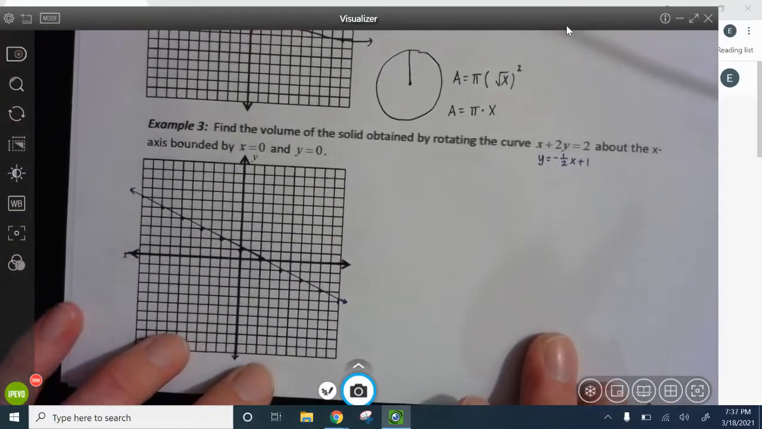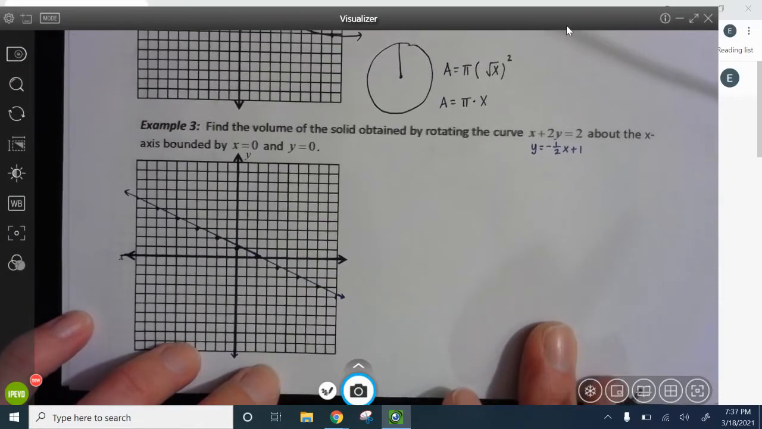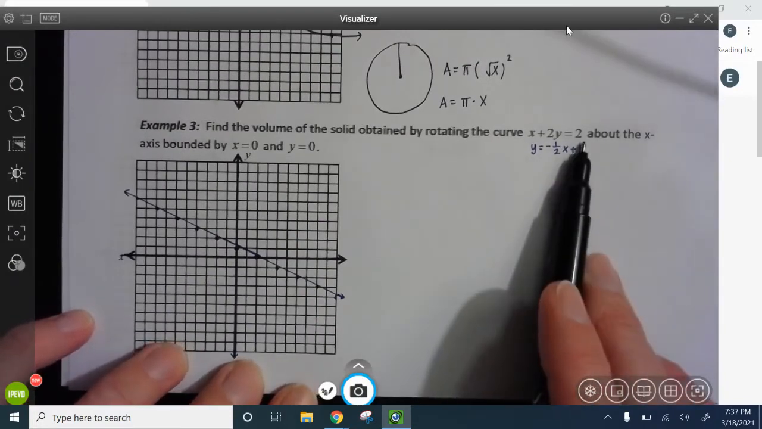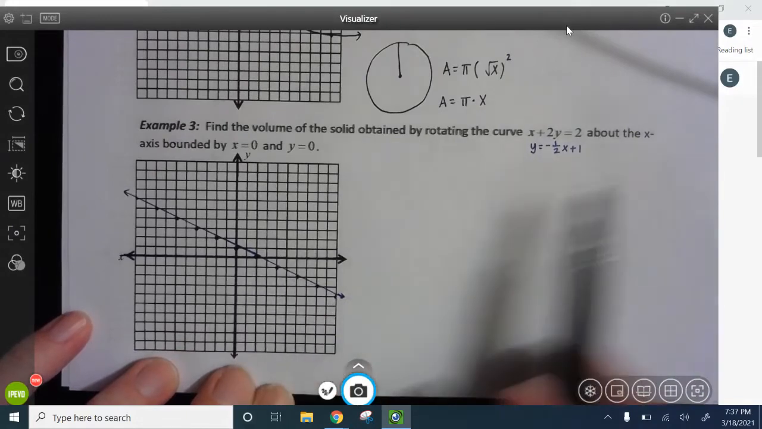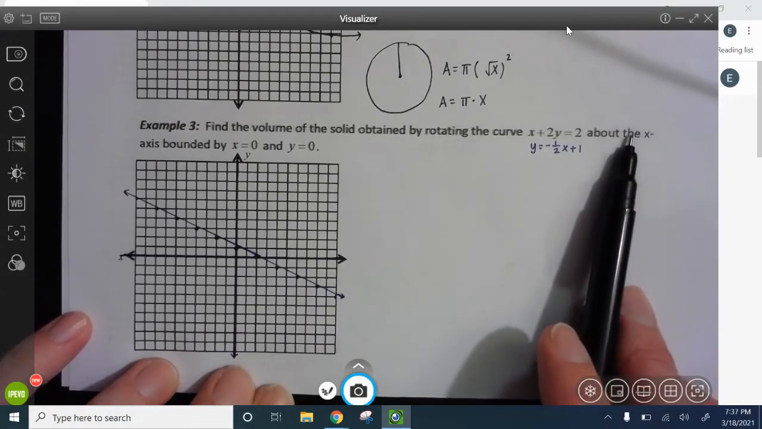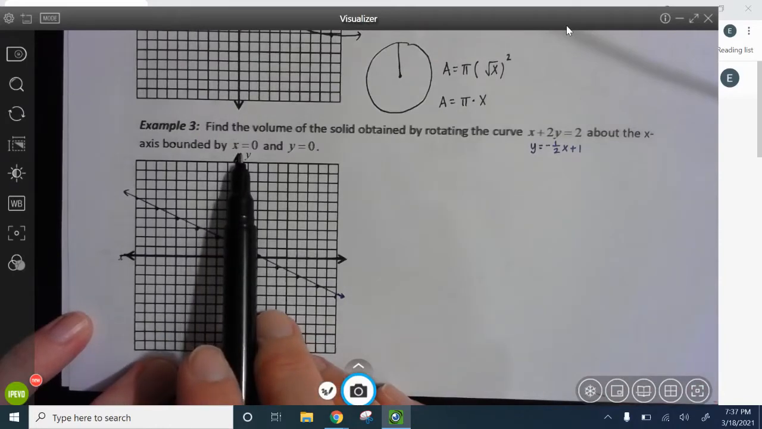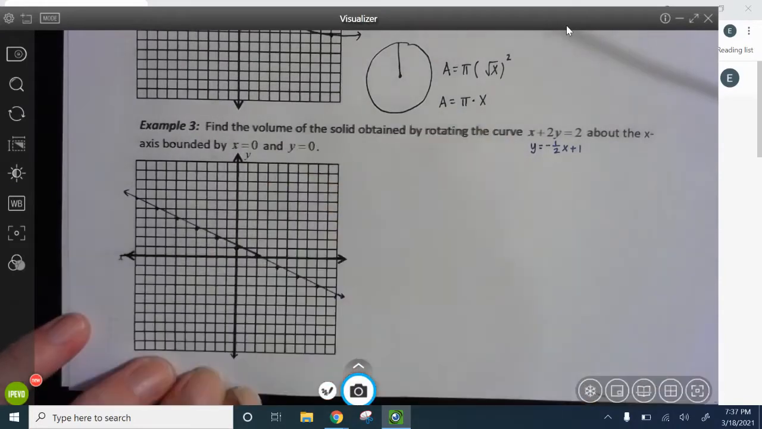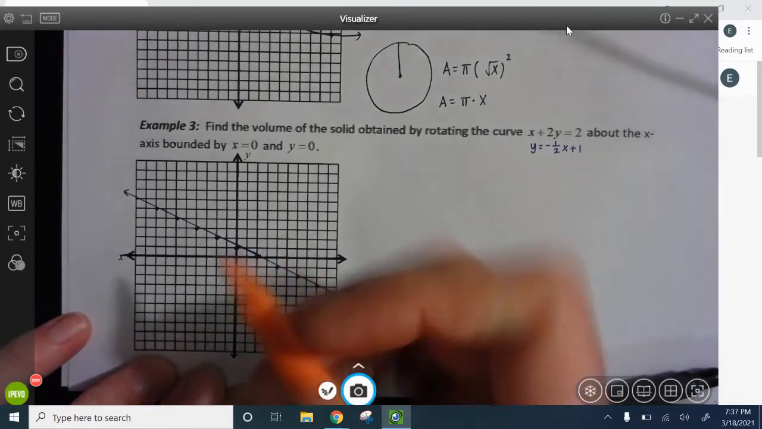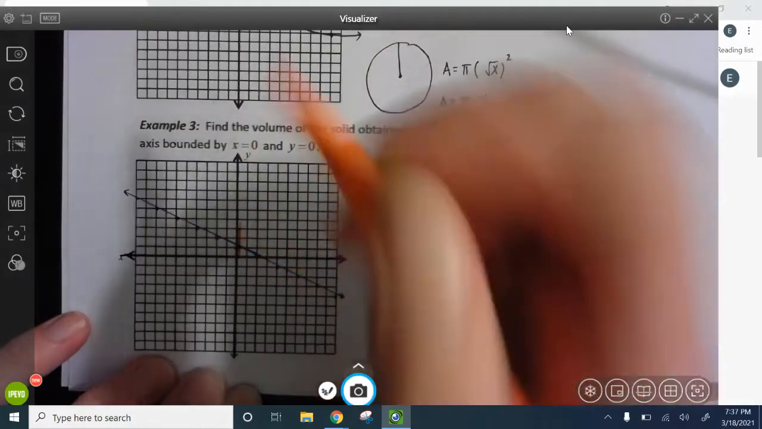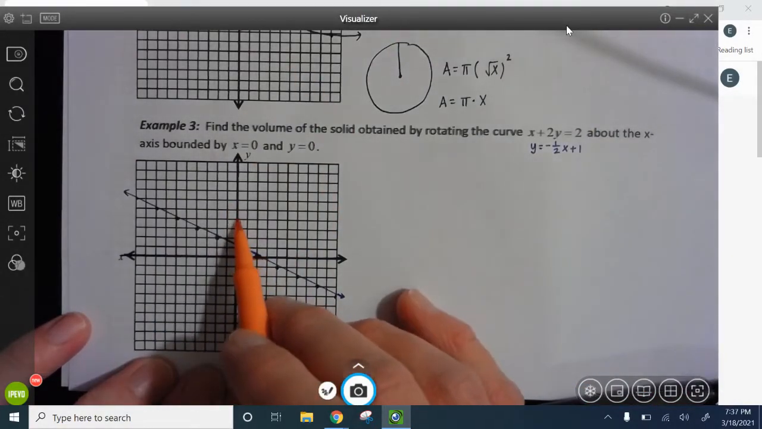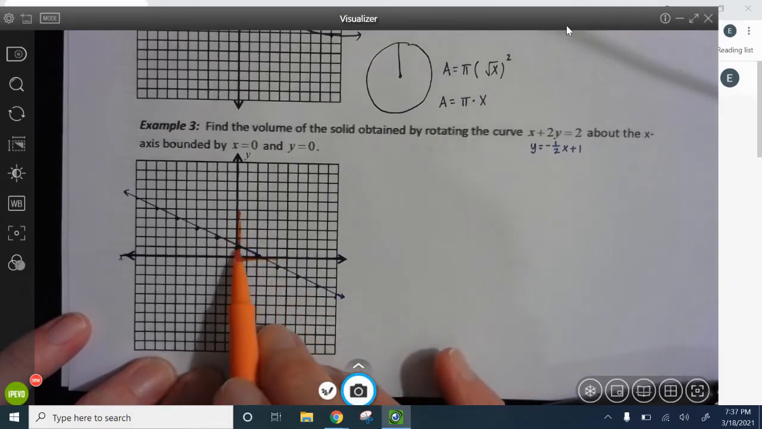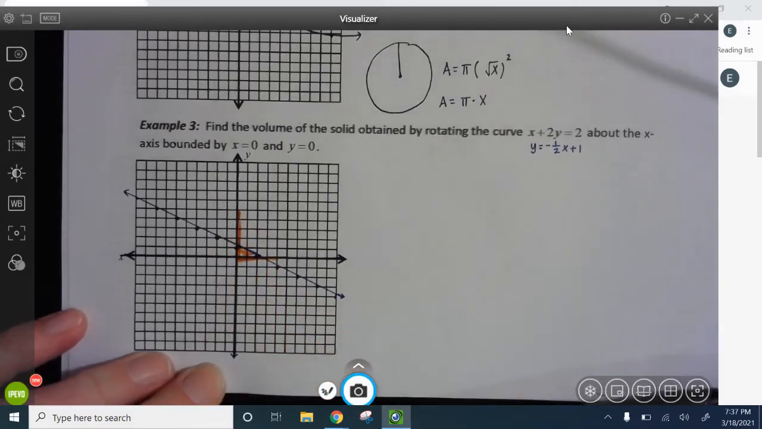All right, let's look at one more example. So we want to find the volume of the solid obtained by rotating the curve x plus 2y is equal to 2. I put that in slope-intercept form to get the graph of what that's going to look like. And we want to, again, rotate about the x-axis, and we're bounded by x is equal to 0 and y is equal to 0. So that really means that of this line that I drew here, I'm really concentrating on that piece inside of there. So x is equal to 0 and y is equal to 0 is going to be bounding this area right here, that little triangular area.